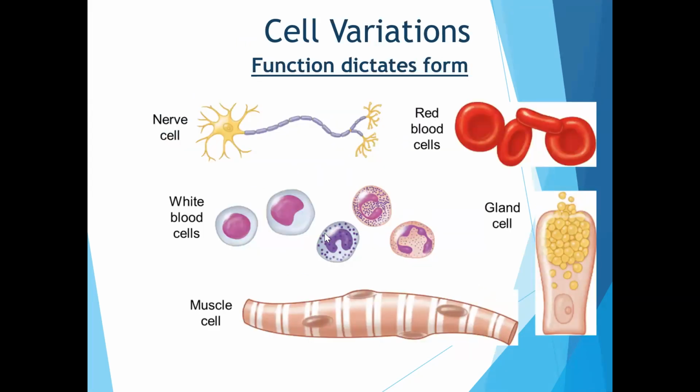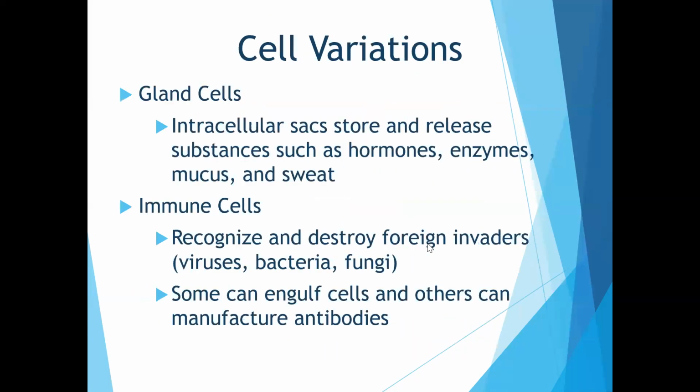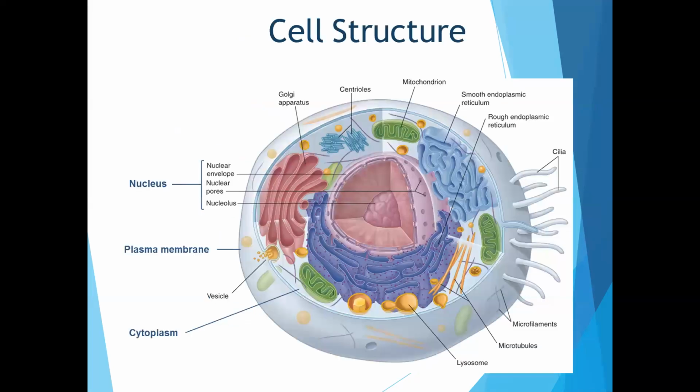And next, we'll go over white blood cells. They have the ability to identify foreign invaders, and some of them can even open up and eat those foreign invaders. And then you have gland cells, which have the capability of storing and releasing substances. So as a whole, just remember that function dictates form. So based on what a cell needs to do, that's why it's designed the way it is.